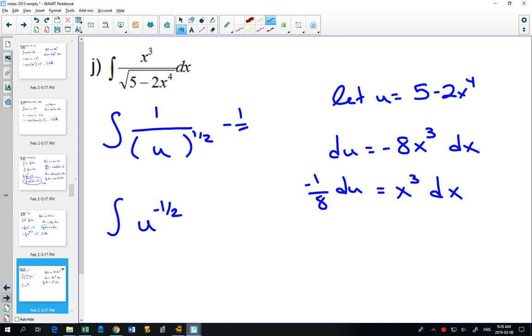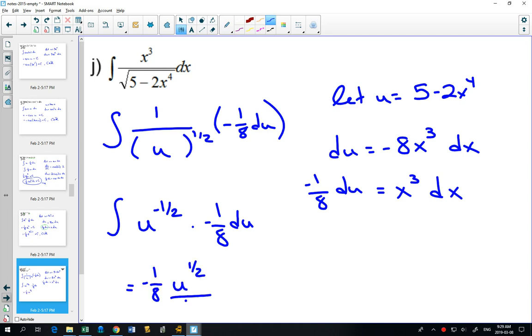And then this will be negative 1/8 du. So I replace the x cubed dx with the negative 1/8 du. And I have 1 over u, and the square root I wrote as a half. Then that u to the negative 1/2 could come up using my negative exponent rule, and I would still have negative 1/8 du afterwards. How do we integrate u to the negative 1/2? Add 1 to the exponent. Divide by our new exponent, plus c.